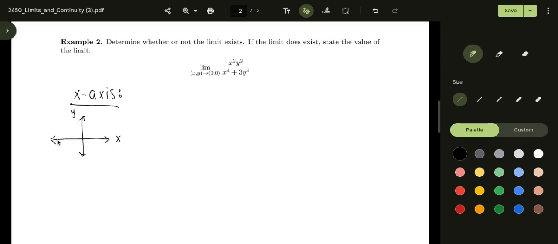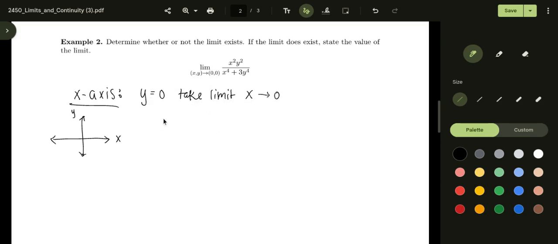So in order for a point to be on the x-axis, that means that our y has to be 0. We can't move up or down at all from this x-axis. So we're going to set y equal to 0, and then we're going to take the limit as our x continues to approach 0, like we were told in our original problem.